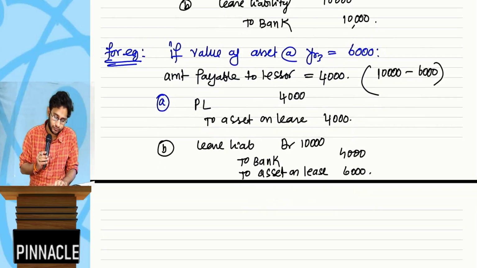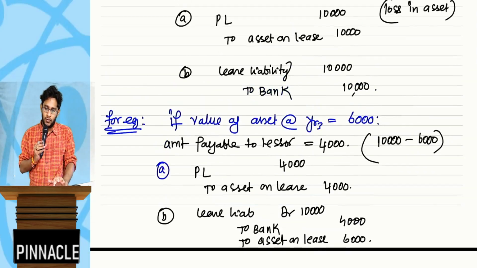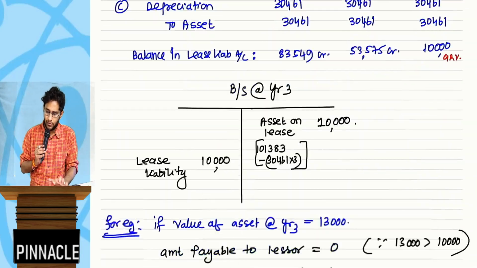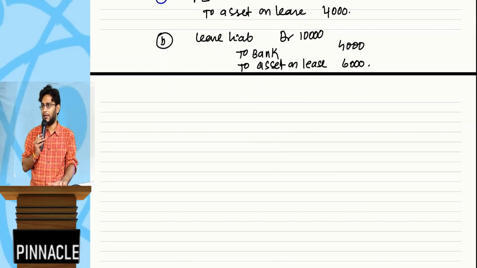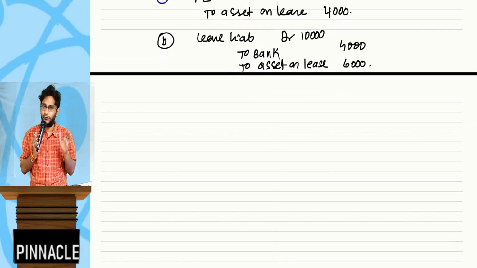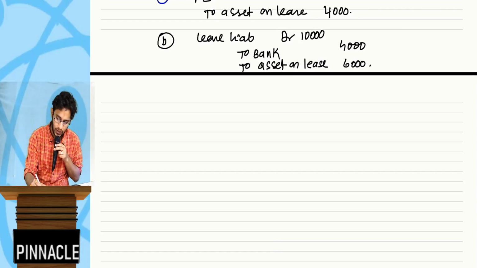Okay, now whatever we did above, we wrote in entries, no? The same thing you can also perform in a table without writing entries. In a table you can also see what is happening over the period of 3 years.